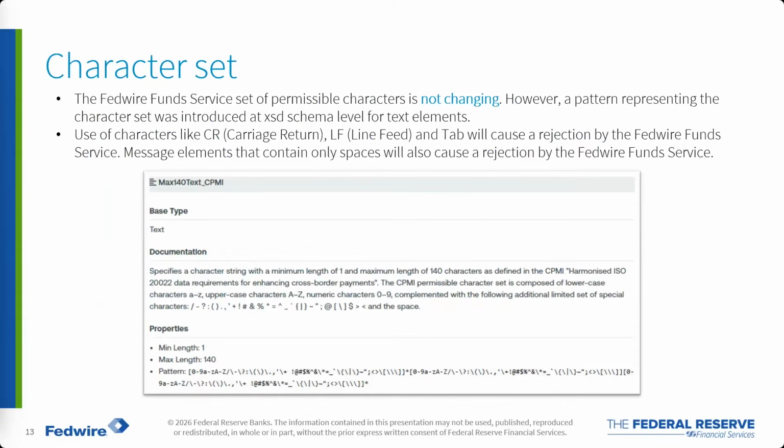First of all, I'm going to start with a word on the character set. Now, first and foremost, the set of permissible characters is not changing. We've just added what we call a pattern to our message schemas to allow for better and more formal testing in the readiness portal. And you see an example of such pattern on the bottom of the screen there. Again, this is just to help you as you upload your messages in the readiness portal on My Standards.